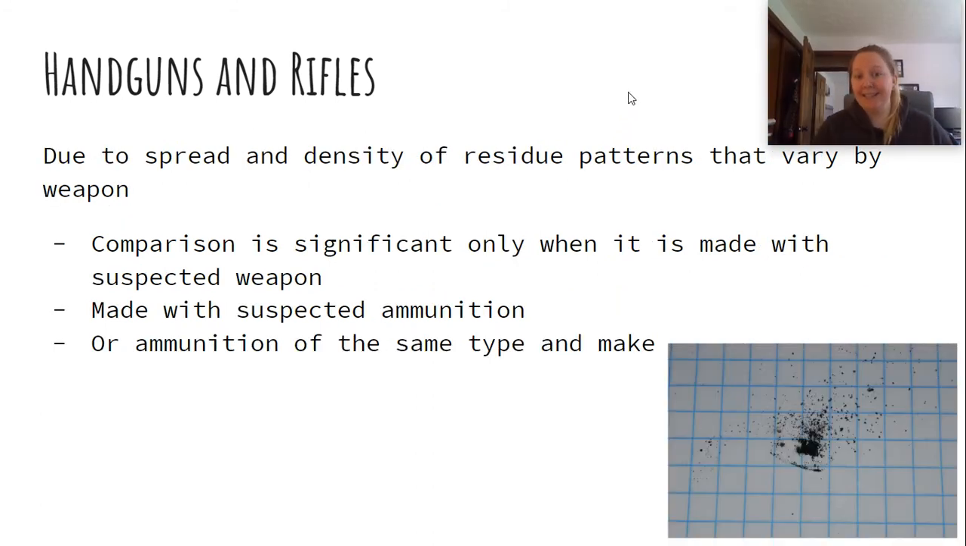Due to the spread and density of residue patterns that vary by weapon, the comparison is only significant when it is made with the suspected weapon or a weapon of the same manufacturing. I'm talking year and everything, like that close. And it's only valuable when it's made with the suspected ammunition, or ammunition, if it's standard ammunition, that Federal 45 automatic, then you would want to use that.